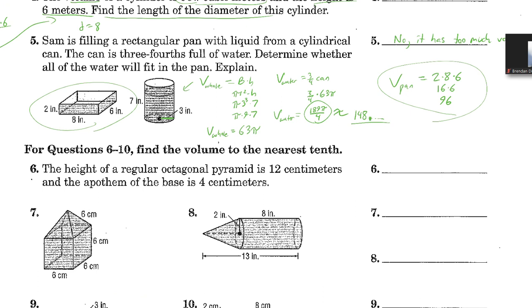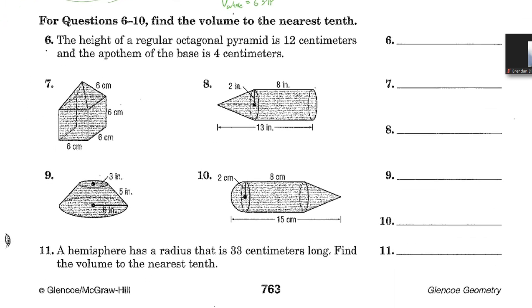Yeah, we're rounding 148.4. And that would be in inches cubed. And the volume of the pan is also in inches cubed, but it's 96. Gosh darn, it would overflow.